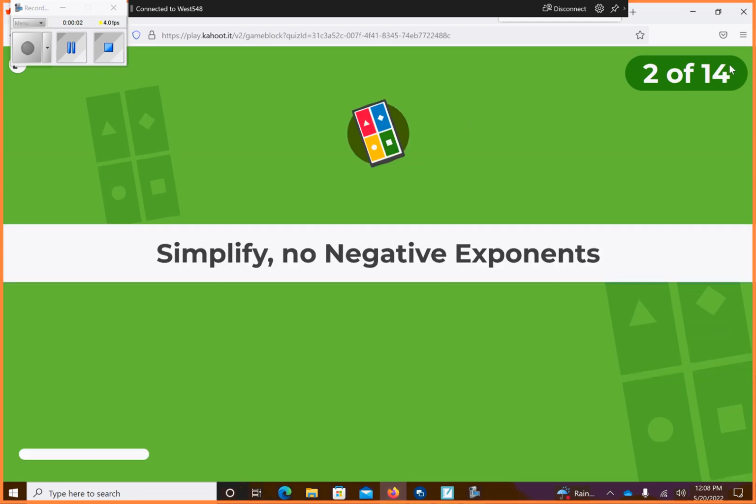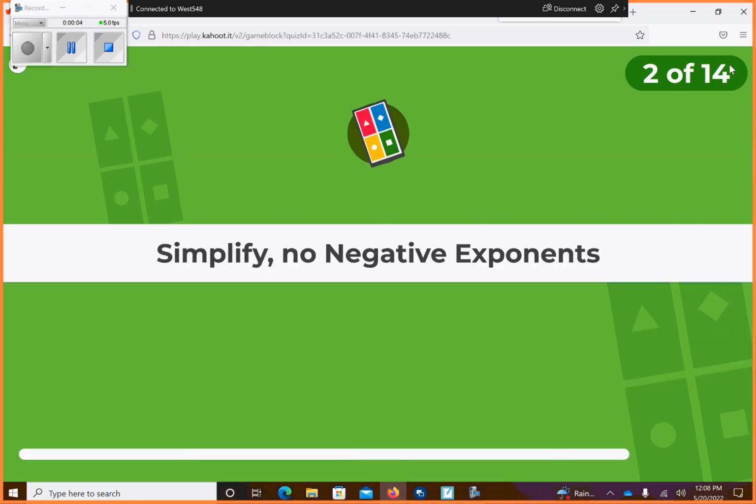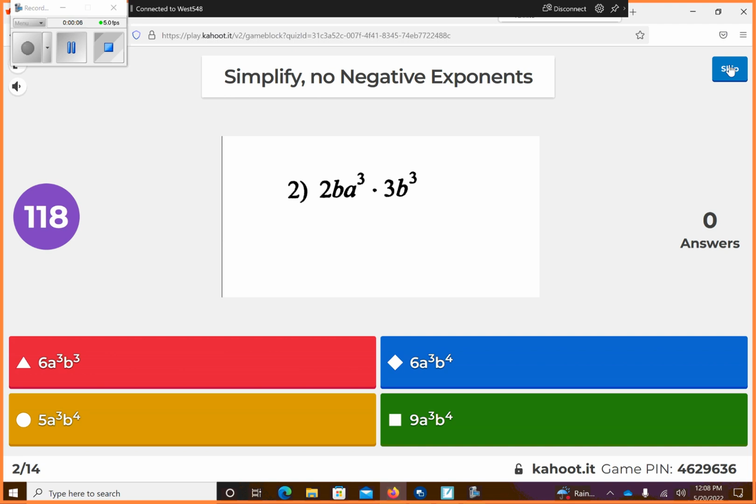All right, next question. Here we go. So remember, 2 parentheses means it's problem number 2. It's not 6. Correct answer. So b and b to the first means the same thing. Make sure you're adding the exponents.